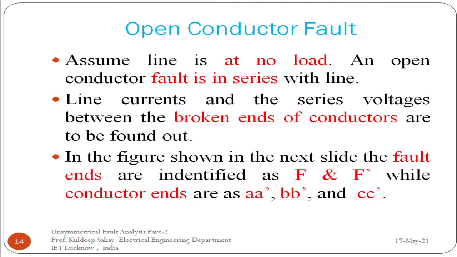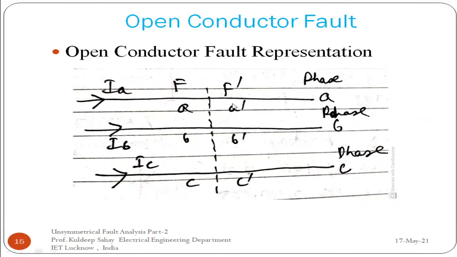So at a fault point FF dash, the conductor ends are here AA dash, BB dash and CC dash, meaning there may be opening of the conductor at this point, or this point, and there will be voltage across this, and similarly there may be opening between this and this. If we measure the voltage, we can get it. And the currents flowing through are IA, IB and IC. These are the fault currents, because it has been assumed that there is no load.